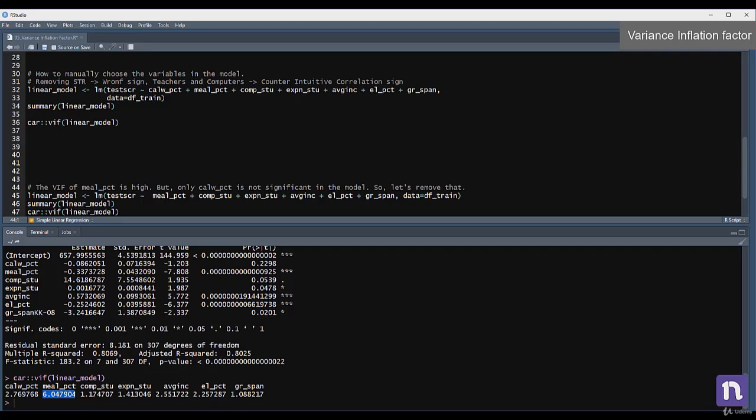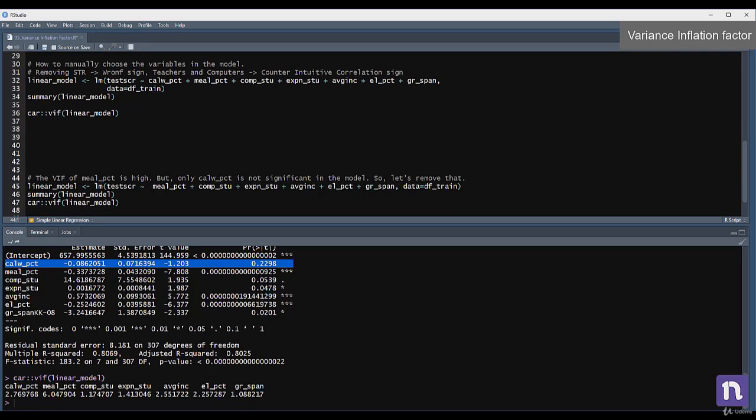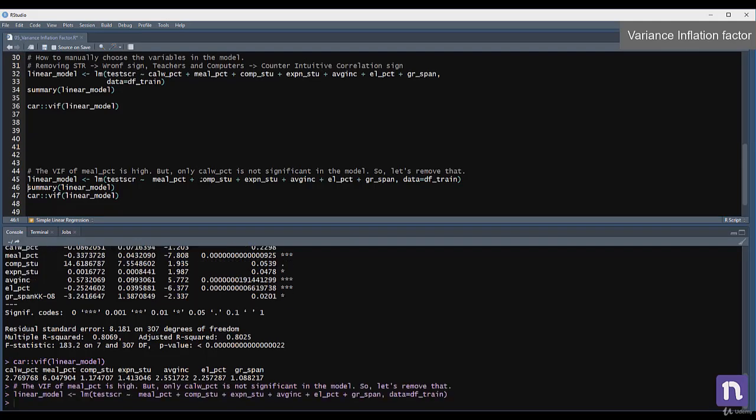Now, the next move to improve this model could either be removing cal w percentage or removing meal percentage because meal percentage is having a very high VIF. But typically, in most cases, the priority is given to removing the variable that is not significant. So for the next model, I'm removing cal w percentage. You could also try out removing meal percentage. There is no harm in that. But in this case, and in most cases, the priority goes to removing the variable that is not significant.